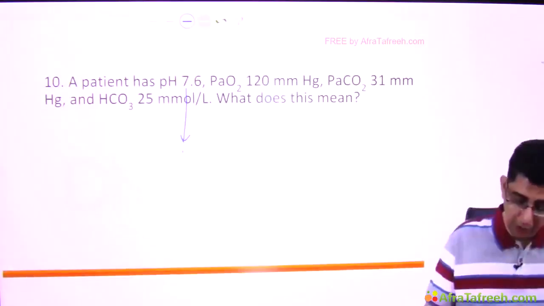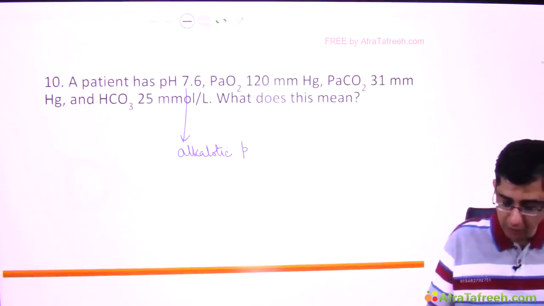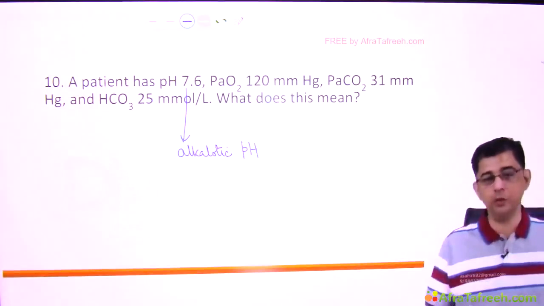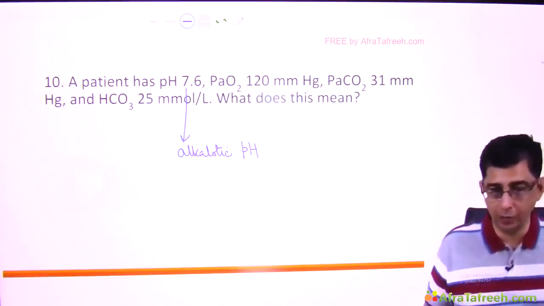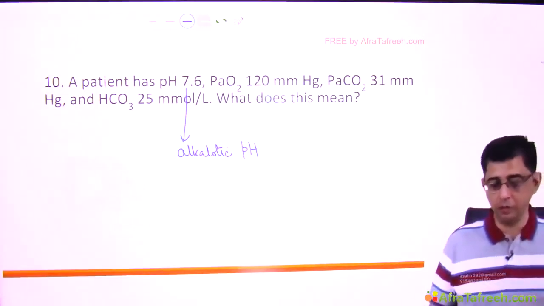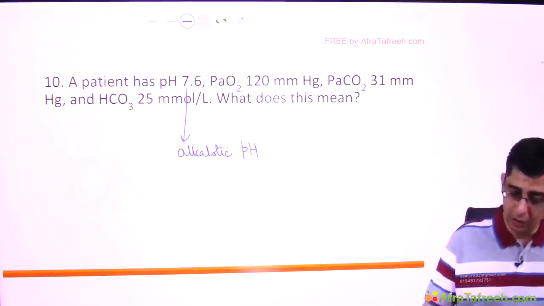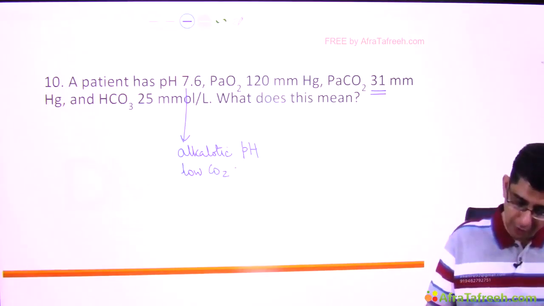The pH of the patient is alkalotic. For alkalotic pH, there are two possibilities. Either it could be respiratory or it could be a metabolic problem. Let us see what the problem of this patient is. In this patient, you can see PCO2 is less, so that immediately tells me it is a respiratory alkalosis.